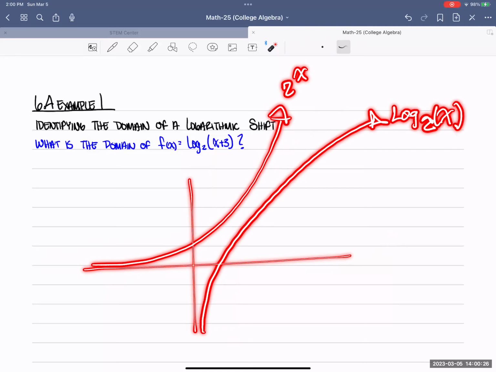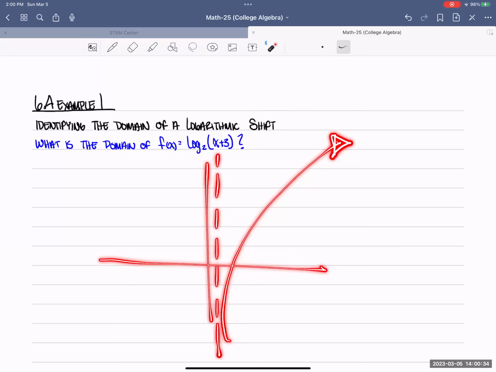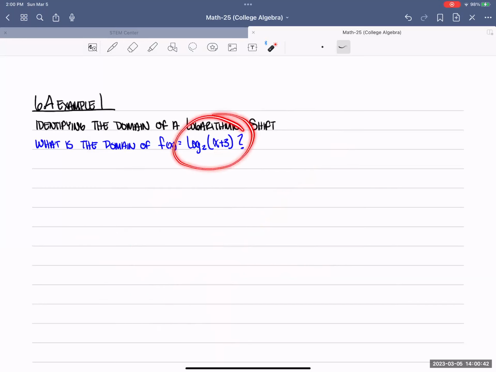So our domain is actually restricted on our logarithmic function. We have a vertical asymptote as opposed to a horizontal asymptote. All of these numbers are not going to be part of the domain of a logarithm. So whatever number we have in here has to be not equal to, but greater than 0.